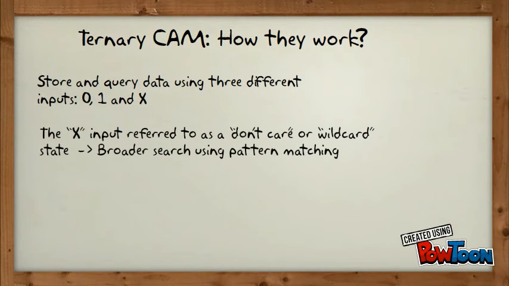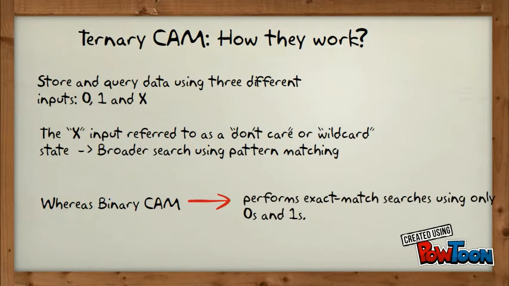Now let's talk about ternary CAM. It doesn't restrict itself to zeros and ones, and it uses don't care bits. By using don't care bits, it broadens the search using pattern matching, whereas binary CAM performs exact match searches using only zeros and ones.